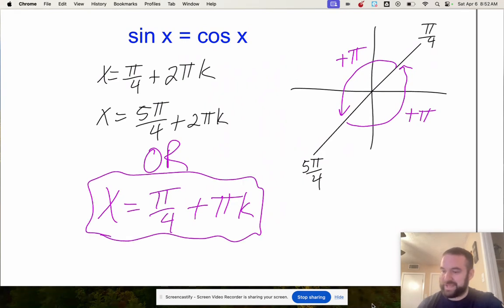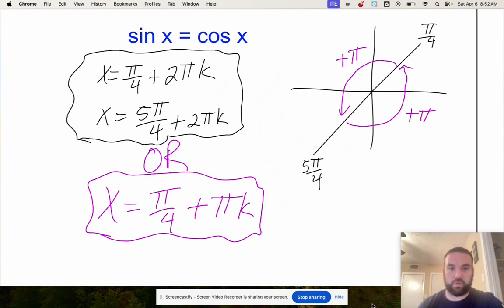So I could write it like that as a single statement, or, this is not incorrect to write it as two separate statements. It's just, again, if you were to see this in a multiple choice question or in the textbook answer key, we'll write it as pi over 4 plus pi times k.